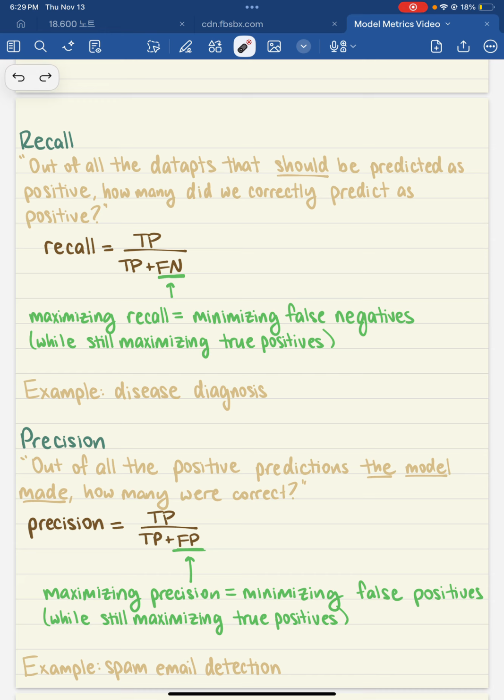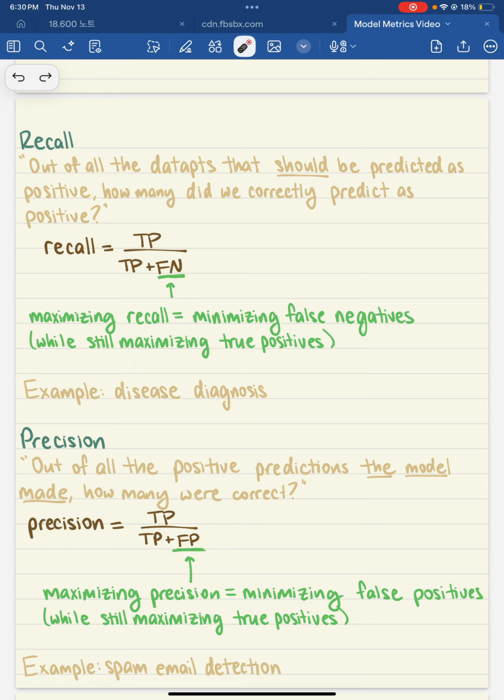An example of when this would be useful as opposed to recall is, say, spam email detection, where we really don't want a good email to go to spam because then it gets missed. You could miss an important meeting, but if every so often a spam email comes through to our inbox, it's not the end of the world. So for spam email detection, maybe we care more about precision than recall.